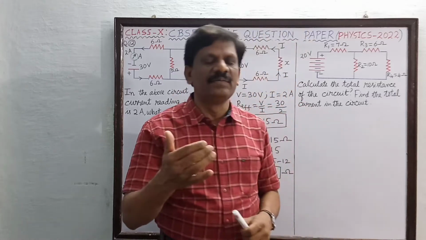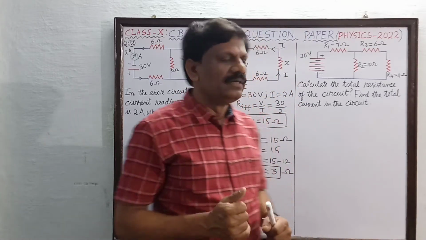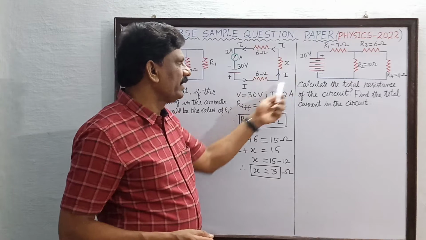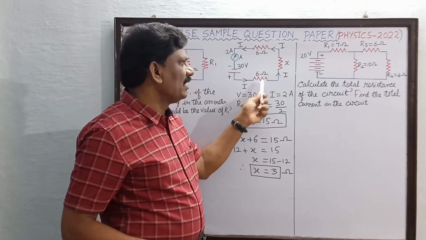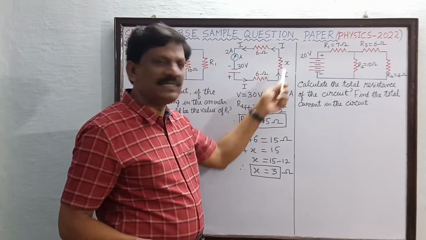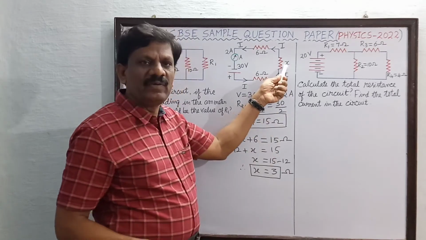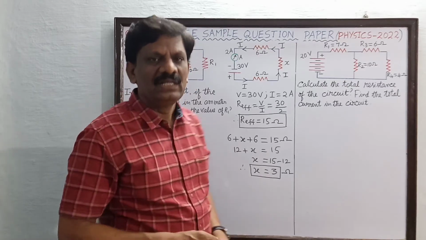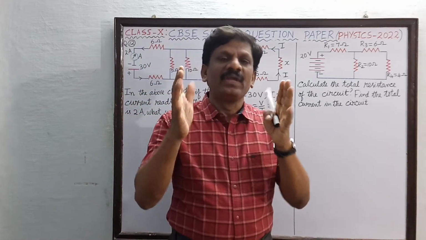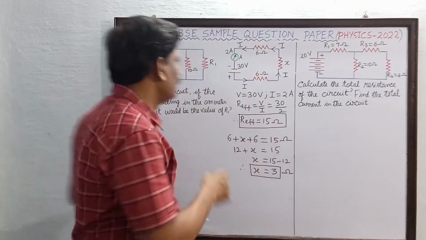So the next step we have advanced. First we determined the total effective resistance of the circuit, and that is the series combination of these two: 6 ohm and this X ohm. So X must be what? 15 minus 12, that is 3 ohm. Understand?